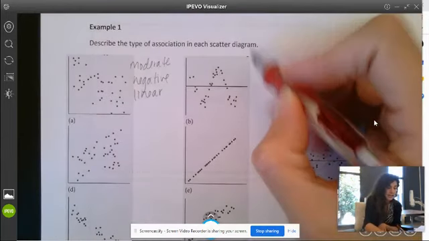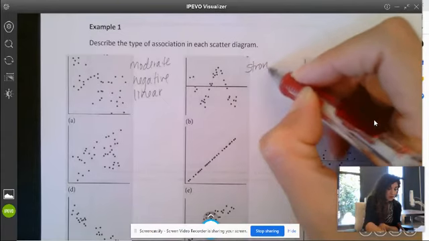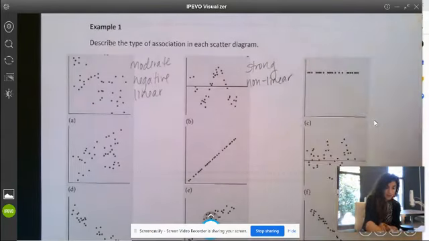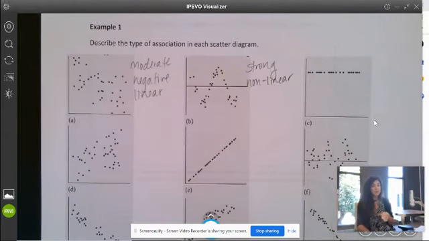This is a strong, non-linear association. Your book just calls it nonlinear, and then in the book it says maybe sinusoidal, right? So you could say yes, sinusoidal, but really all you need to say is that it's a nonlinear association, and it's fairly strong because it is following that pattern very closely. Go ahead and do C.